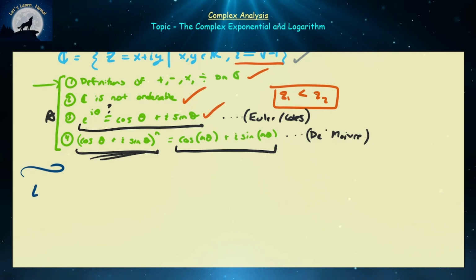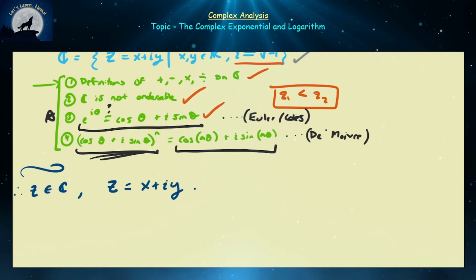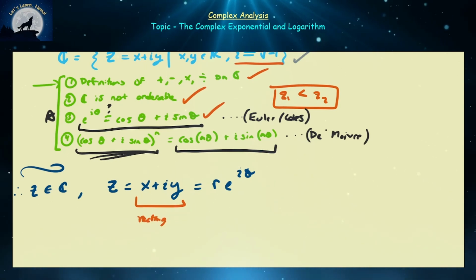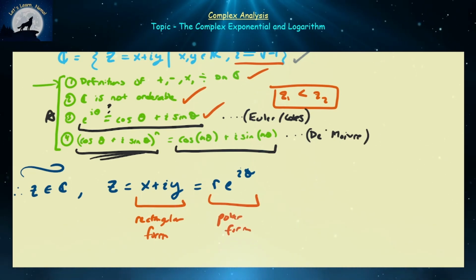So keep in mind, for any z in the set of complex numbers, we can represent z in at least one of two ways. The first is of the form x plus iy, and the second is r e to the i theta. And just for some terminology, this x plus iy is sometimes referred to as the rectangular form of the complex number, like a rectangle. And this r e to the i theta is sometimes referred to as the polar form or the trigonometric form of the complex number as well.